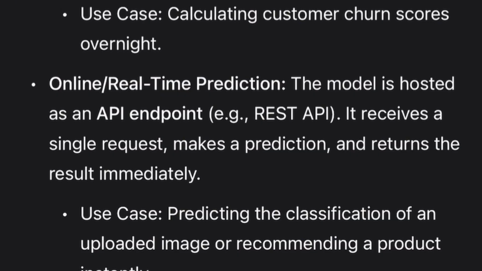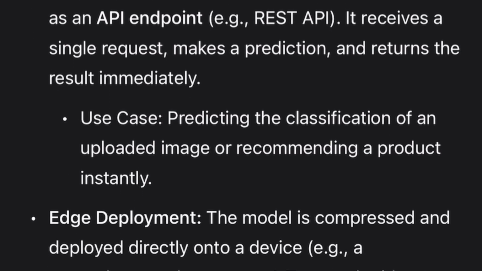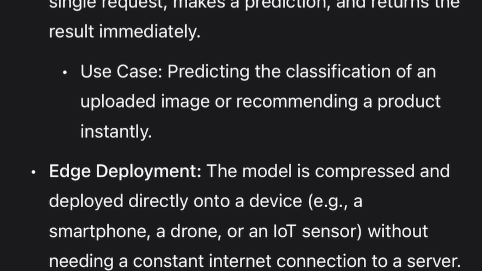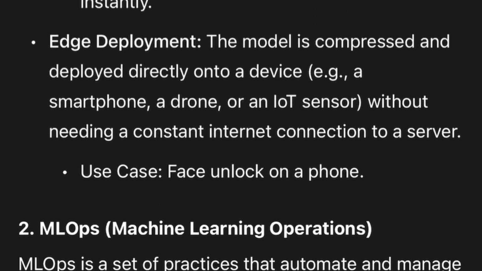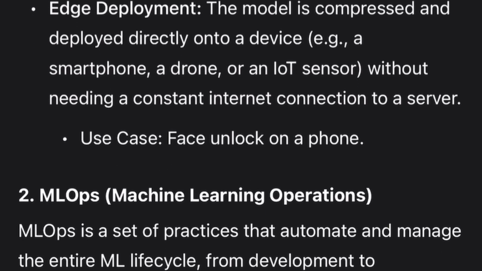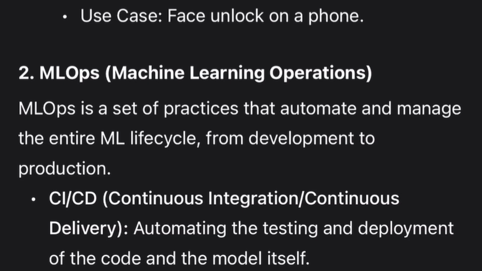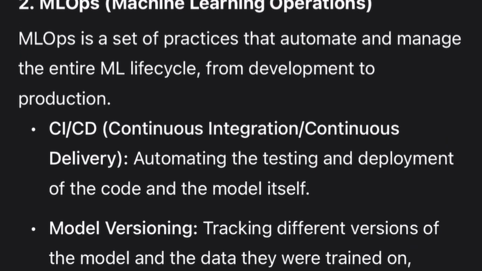Edge deployment. The model is compressed and deployed directly onto a device, e.g., a smartphone, a drone, or an IoT sensor, without needing a constant internet connection to a server. Use case: face unlock on a phone. 2. MLOps, machine learning operations. MLOps is a set of practices that automate and manage the entire ML lifecycle from development to production.